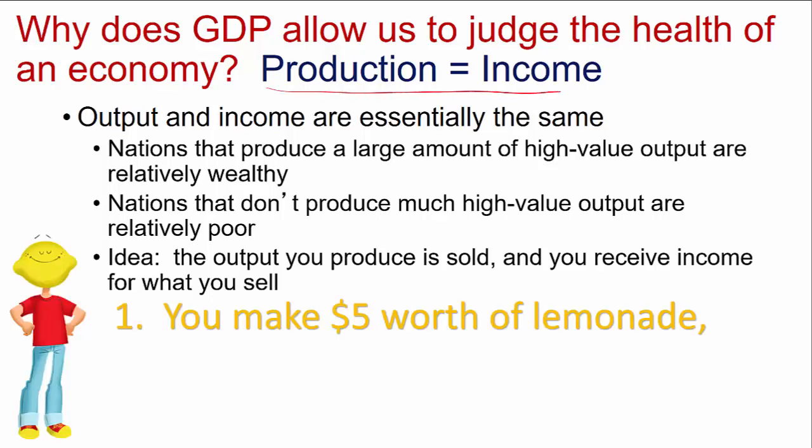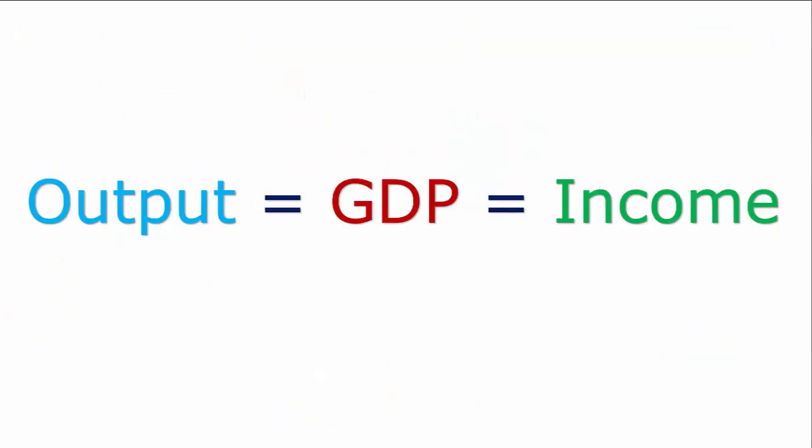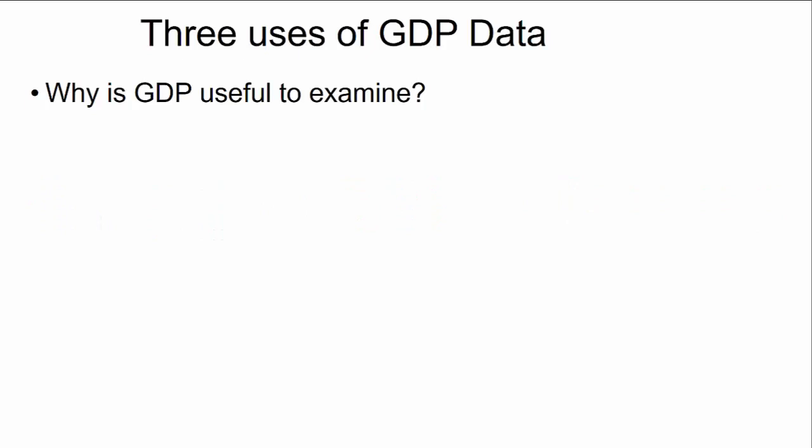Okay, here's another way. You've got a lemonade stand, and you make $5 worth of lemonade. So that's what you've produced. Well, do you think you'll sell it? There's a good chance you'll sell it. So when you do sell it, you get $5 in income. So the production equals the income. And that's how we're going to think of this. All right, so this is your rule. Output equals GDP, which is income. All right, so 3 uses of GDP data.